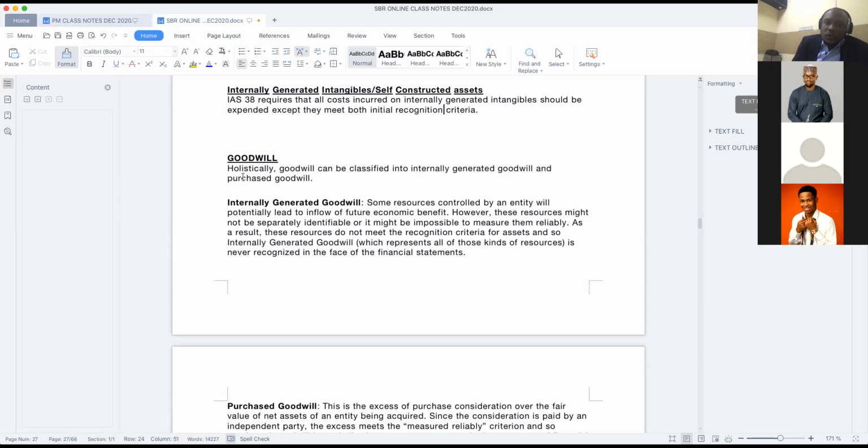Now, goodwill. Holistically, goodwill can be classified into internally generated goodwill and purchased goodwill. So that is the gist of what we normally see at the end. Is there anything we've missed from our discussion?